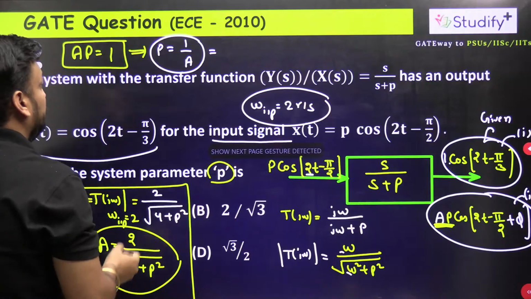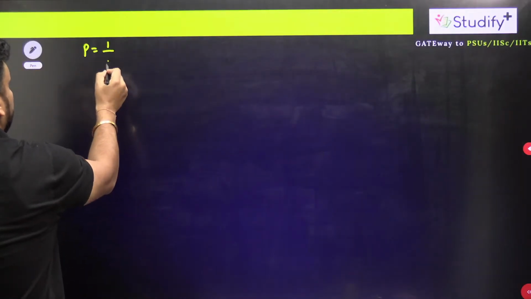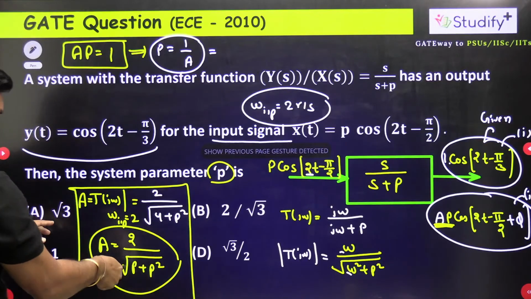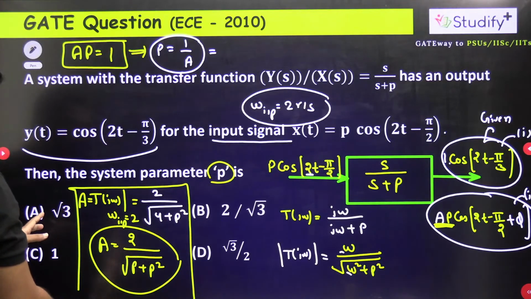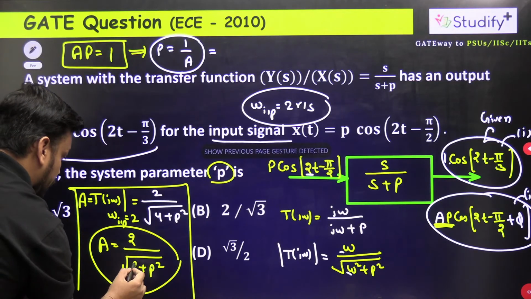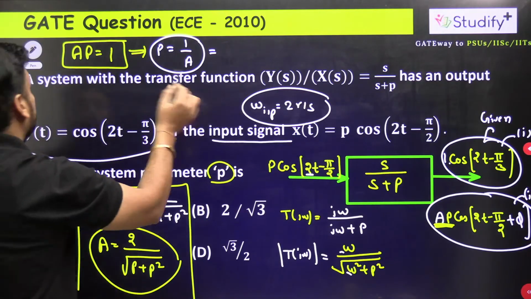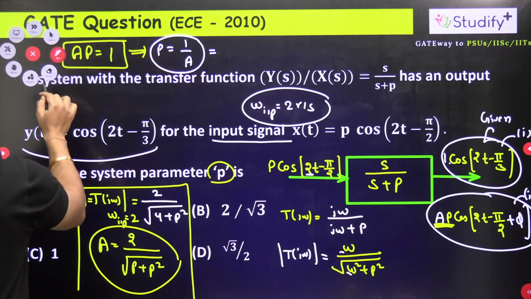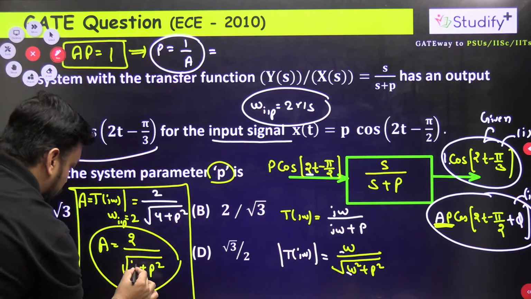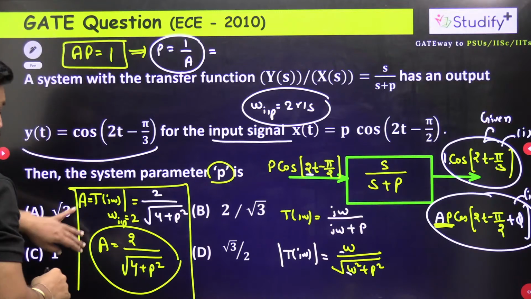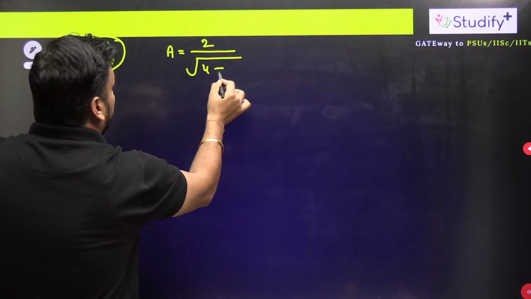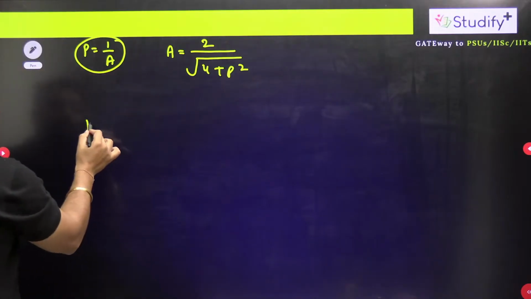So on the next slide we write that we knew one equation, P equal to 1 by A, and we all know A equal to what? Sir, A equal to twice upon under root of 4 plus p square. This is 4, right? Yes, sir, it is 4. Let me use the eraser here. So we should write 2 upon under root of 4 plus p square. Just substitute the p value here, 1 by A.